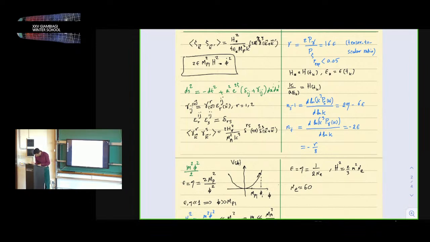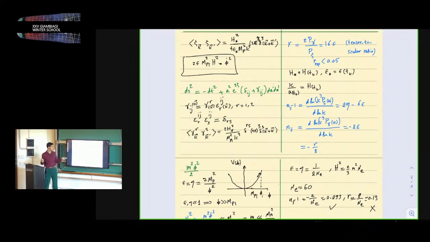The numbers that we get in this model: n_s minus 1 equals minus 2 over N_E, which is about 0.033. This perfectly matches the observations. However, unfortunately, for r we get 8 over N_E, which is about 0.13, and this is too big. So the m squared phi squared model is ruled out by many sigmas. I don't know, 3 sigmas, 4 sigmas.